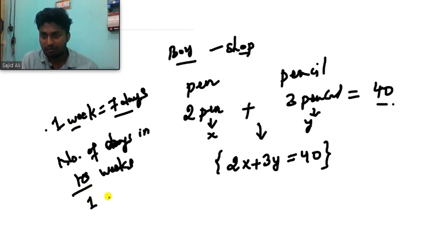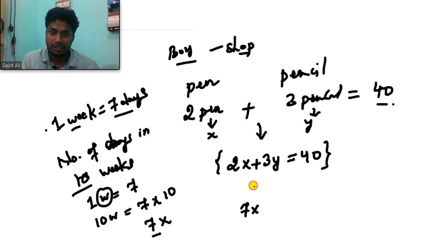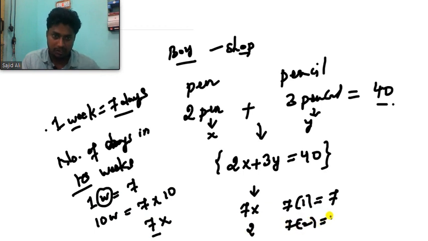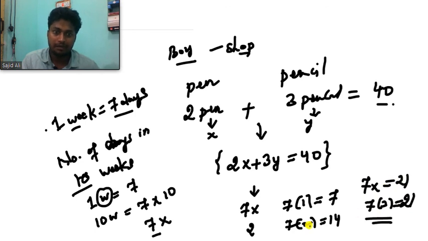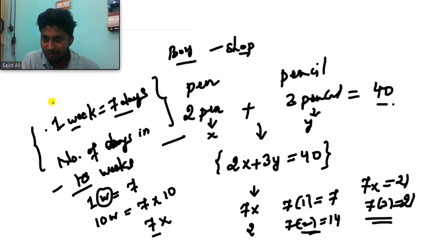See, 1 week is equal to 7 days. So 10 weeks is equal to what? 7 into 10. So 7 can be a fixed number, and in the place of weeks I will just assume it as x. So 7x: if it is 1 week, 7 into 1, 7 days. If it is 2 weeks, 7 into 2, it is 14 days. If it is 3 weeks, 7 into 3, 21 days. So this is how we can utilize equations to solve our daily life problems.